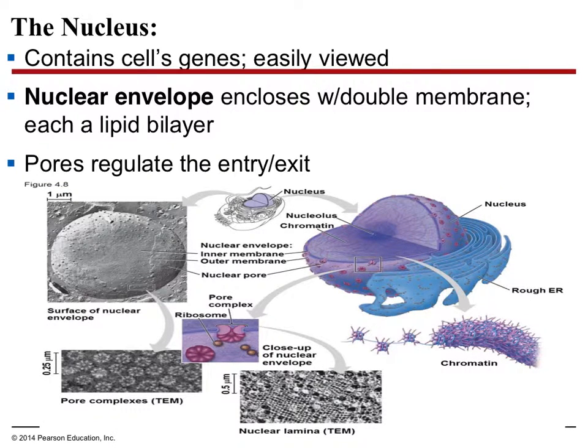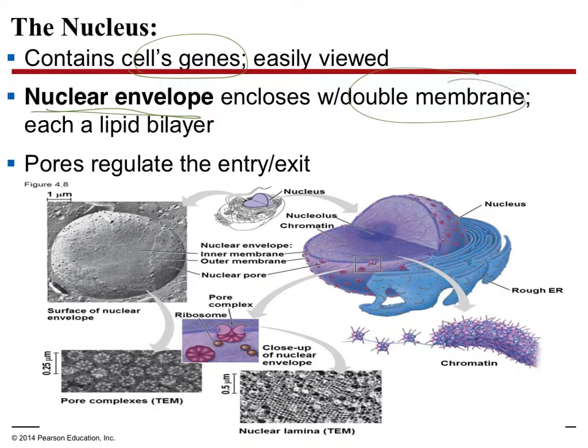The nucleus then is the thing that contains the genes, and you can see this pretty easily. We'll do a cell lab in a little while where you're going to look at cheek cells and onion cells, and you'll be able to see the nucleus. It's a large structure and can be easily viewed. The envelope is the thing that wraps around the nucleus and encloses it.